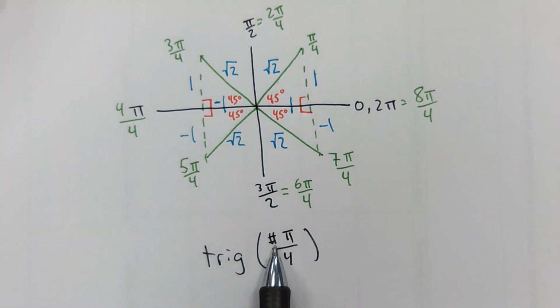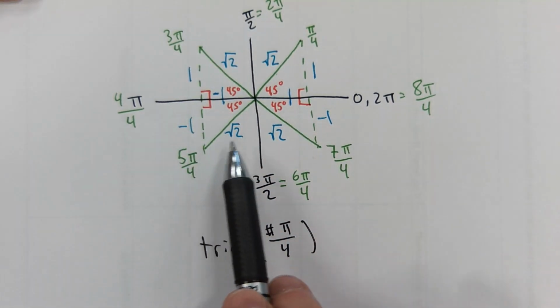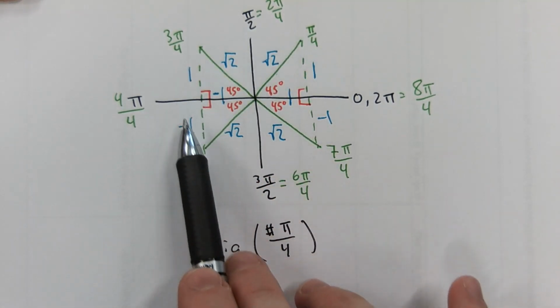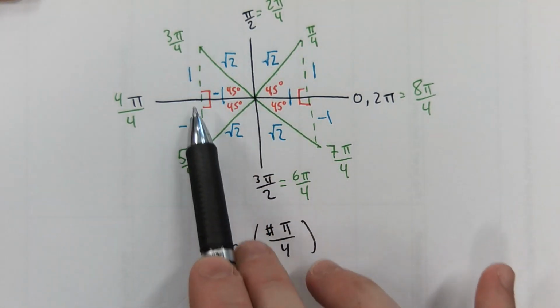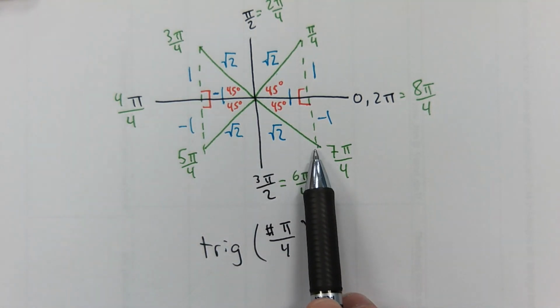So, for example, where is, I don't know, how about 23 pi over 4? You could go through the really hard task of counting them all. 1, 2, 3, 4, 5, 6, 7, 8, 9, 10, 11, 12, 13, 14, 15, 16, 17, 18, 19, 20, 21, 22, 23. This is quality content here. This is 23 pi over 4.